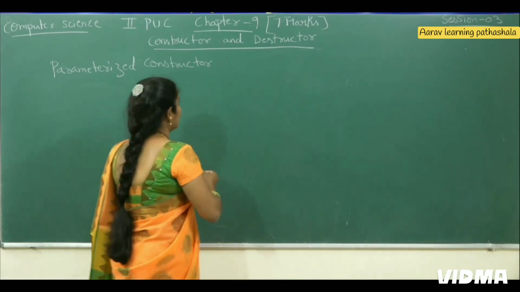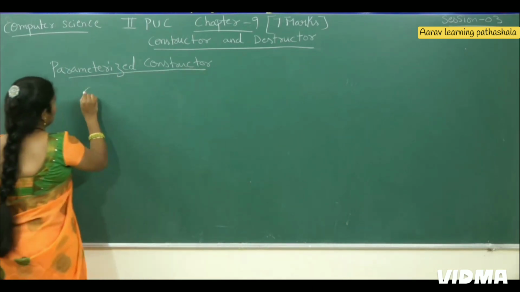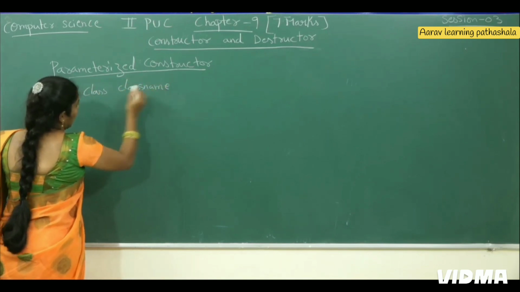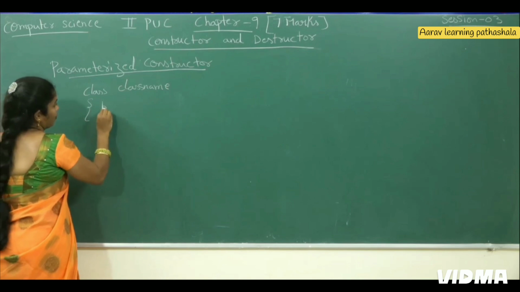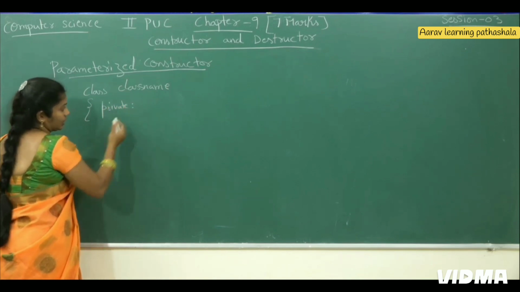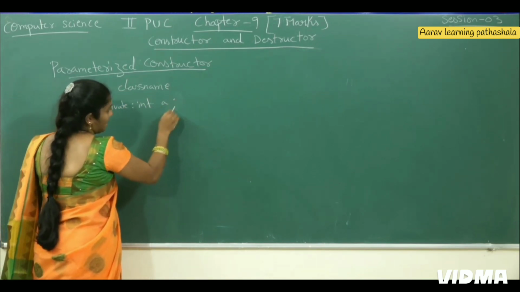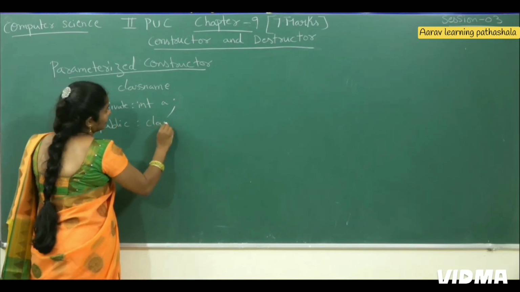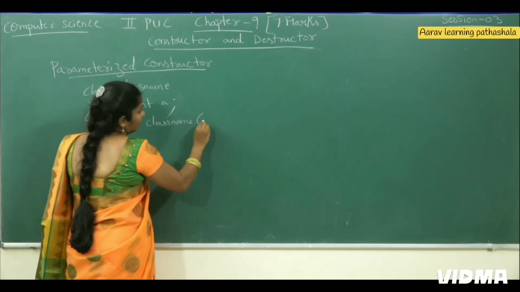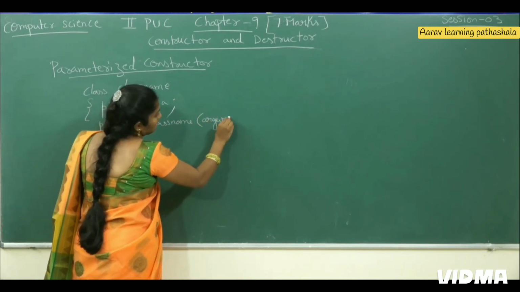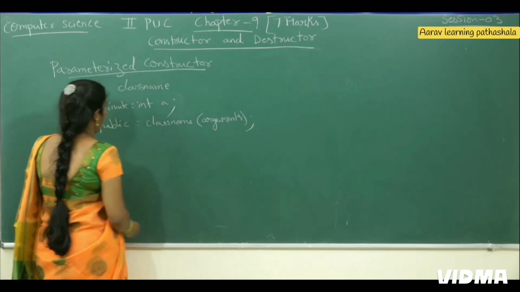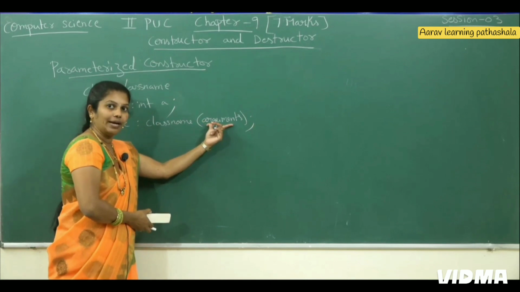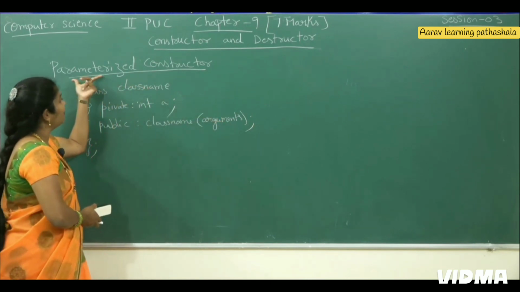When you want to write the syntax, first, as usual, class, then the class name. In the private section we can declare a variable, for example int a. Then in the public section we declare the function with the class name, and inside the brackets the arguments. Then close the class. This is the syntax. If we have arguments, it can be called a parameterized constructor.